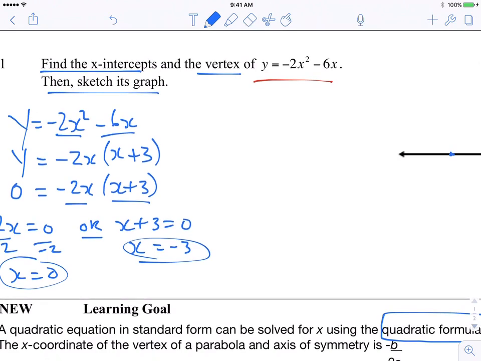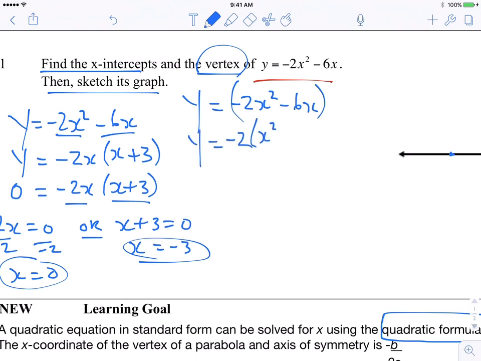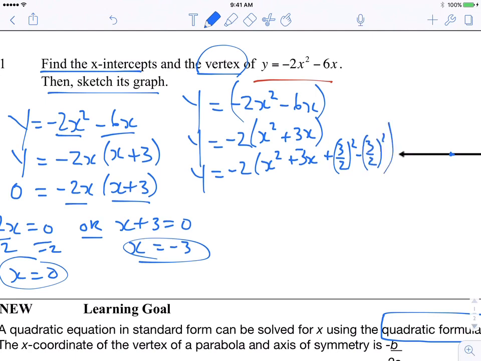Okay. Now to get the vertex, we want to complete the square, which you should be very familiar with based on last lesson. So we are going to bracket our first two terms. We only have two terms here. So y equal, I take out the GCF of negative 2, x squared plus 3x, close the bracket. And the next step, we are going to halve the value of the 3. So we get plus 3 over 2 squared minus 3 over 2 squared, close bracket.